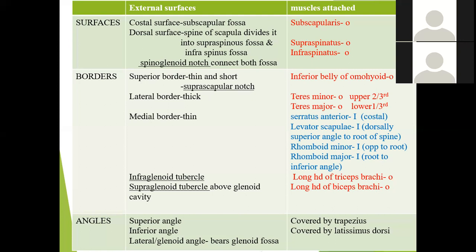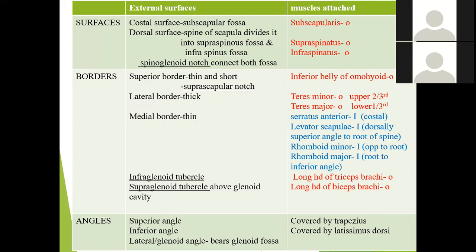Okay. Next we are coming to the lateral border. The lateral border is the thicker border, and it gives origin for muscles. What are the muscles originating from the lateral border? Teres minor, which is attached in the upper two-thirds, and the next muscle is teres major, which is attached in the lower one-third. So the lateral border gives attachment for both the teres minor and teres major muscles.